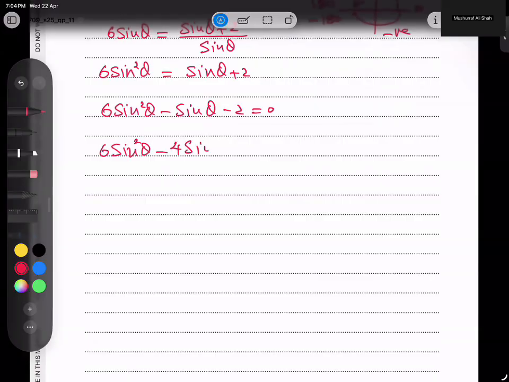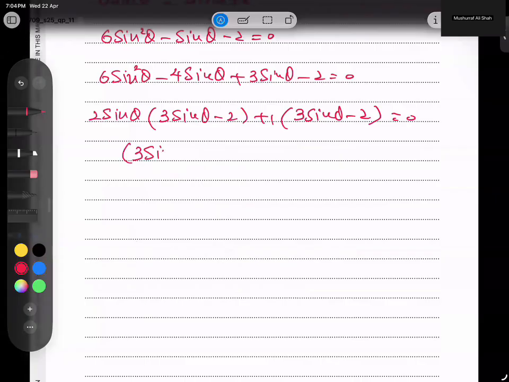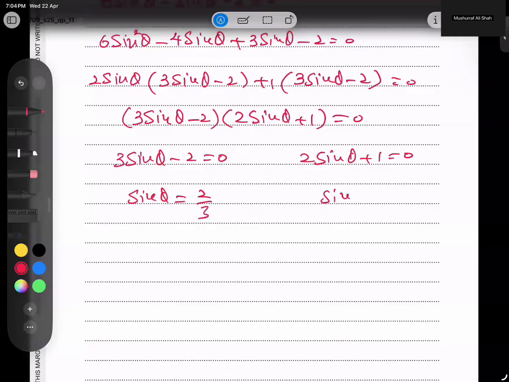3 times. So 2 sine theta common. Plus 1 common. So you can check up till here whether you got the same format or different. So we reach here. One time this equals 0 and one time this equals 0. Okay, so here sine theta is equal to 2 by 3 and here sine theta is equal to negative half.